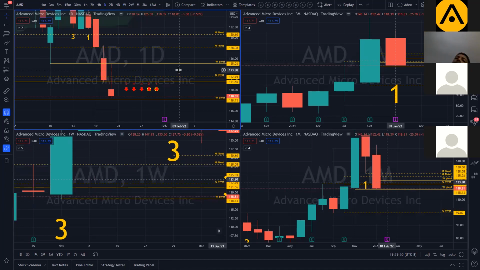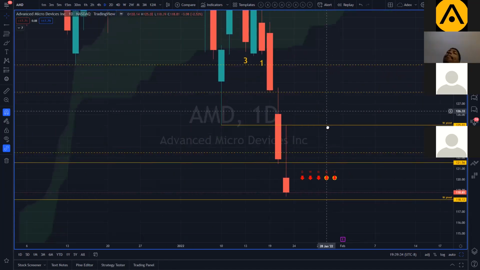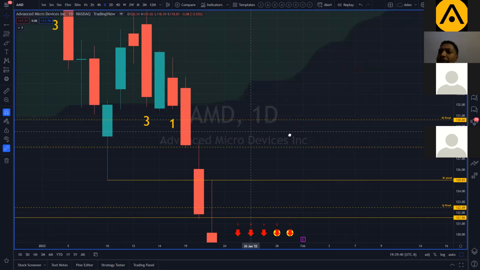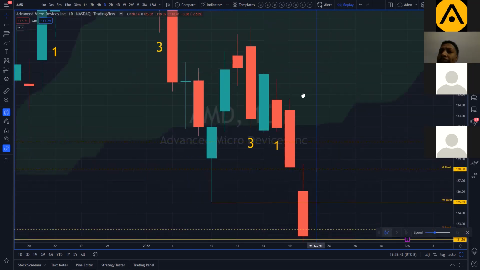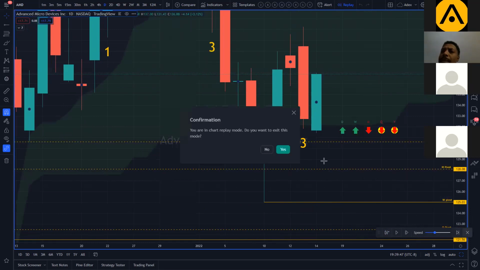Now I'm going to go to the daily, okay? I'm just going to zoom into the daily so you guys can see. I have my weekly pivots, my quarterly pivots, my monthly pivot. Now I'm going to go to my daily and replay this, because this is the play that I actually took last week. Oh wait, hold on. Fix that.